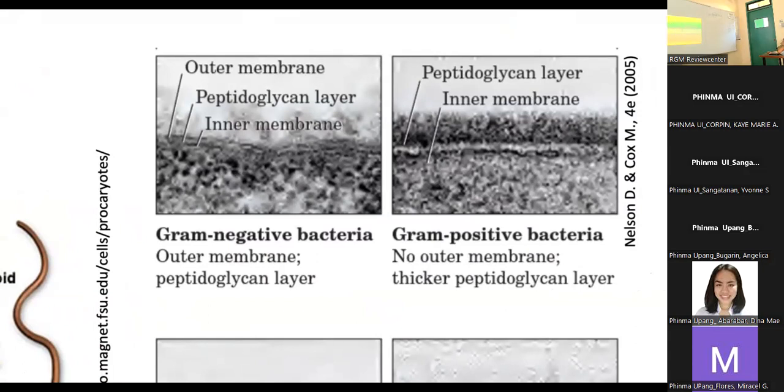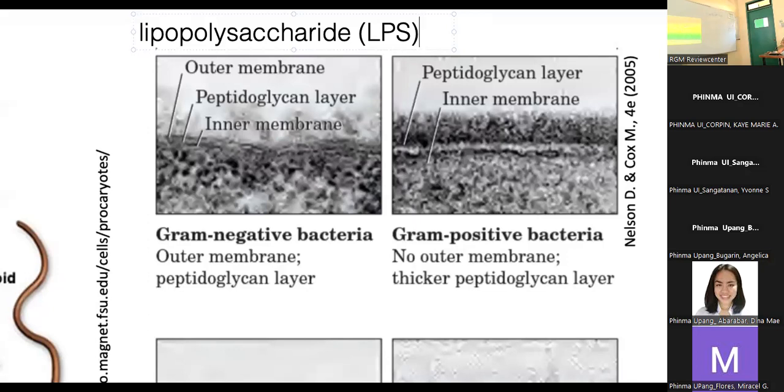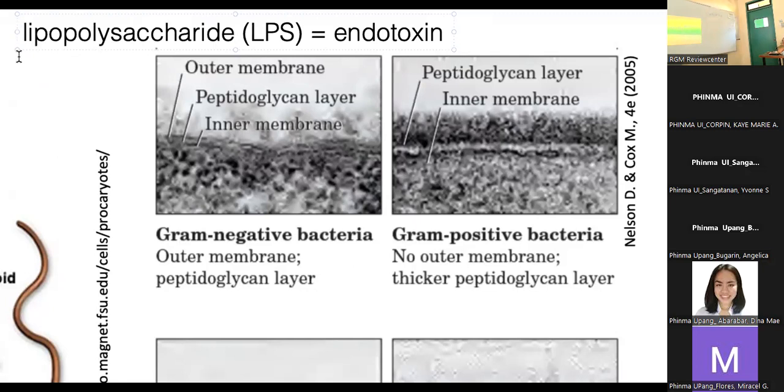It is composed of lipopolysaccharide. I will write it again. The lipopolysaccharide is also your LPS. You have heard of LPS before. Lipopolysaccharide, or LPS, is the endotoxin, and it has the property of producing fever. That is why it is also called a pyrogen.